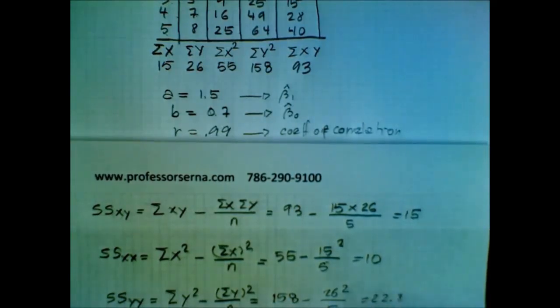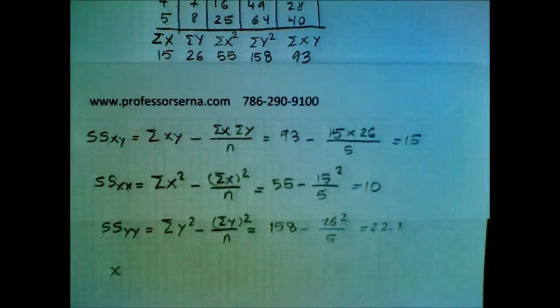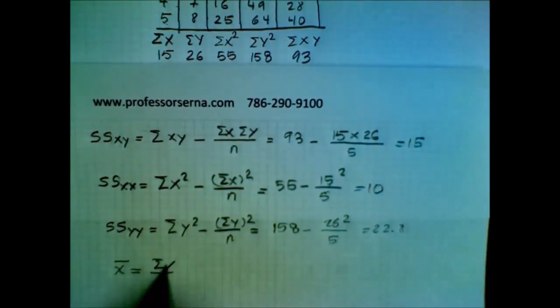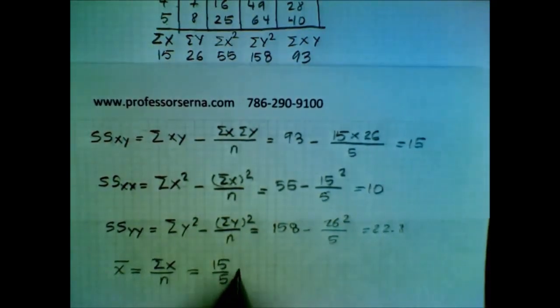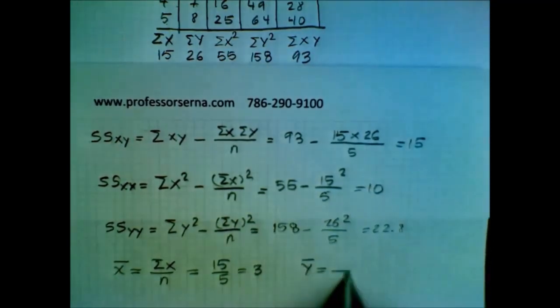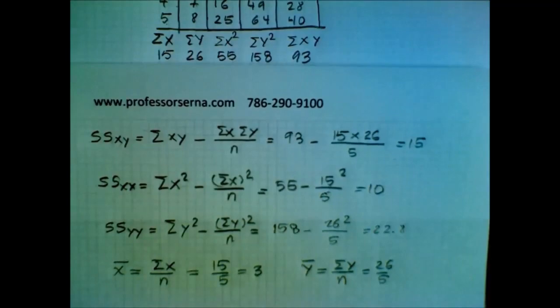Okay, what else are we going to need? We're going to need also the mean value of X, which is the sum of X divided by N. The sum of X we already know is 15, divided by 5, that gives you 3. And the mean value of Y is the sum of Y divided by N. The sum of Y we already know is 26, divided by 5. That would be 5.2. Okay, so we have all these preliminary calculations that will allow us to calculate beta 0 hat and beta 1 hat.